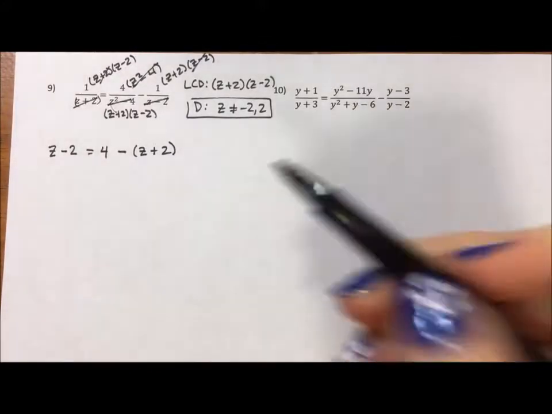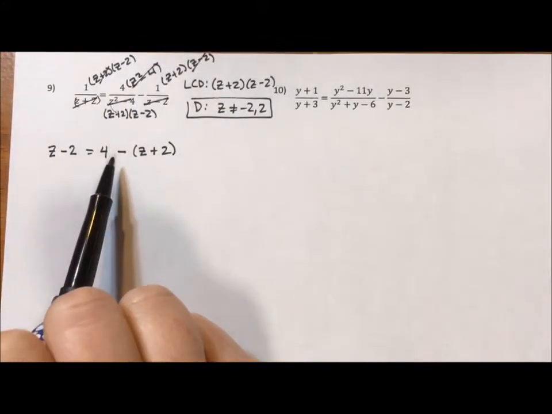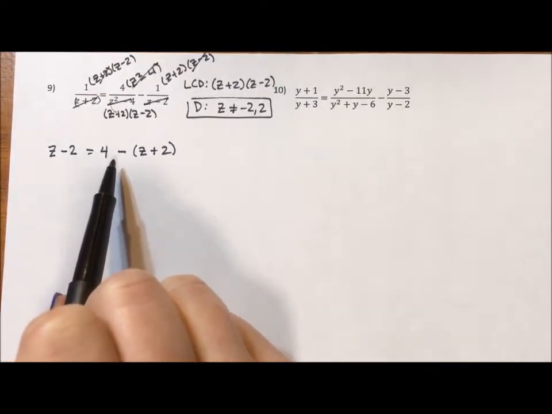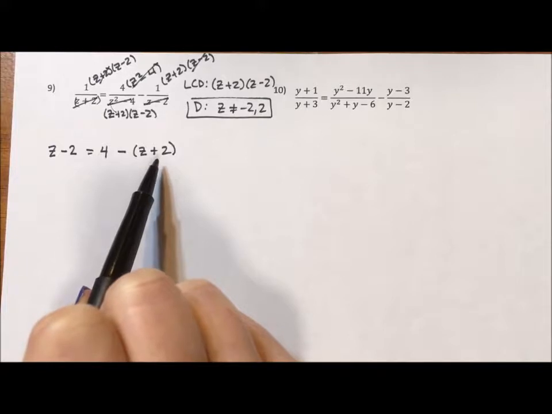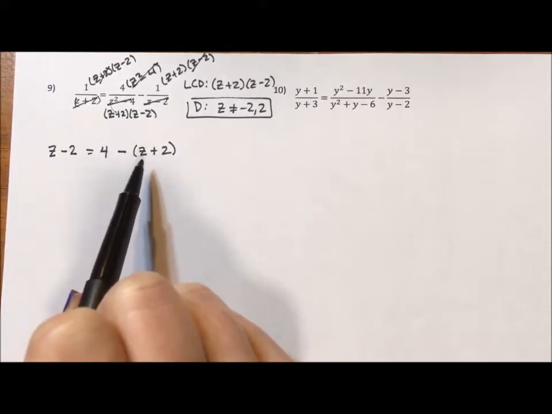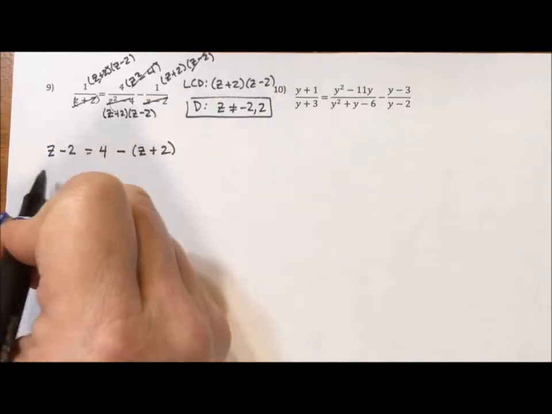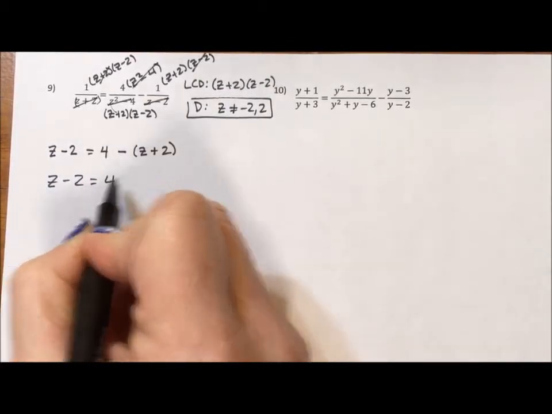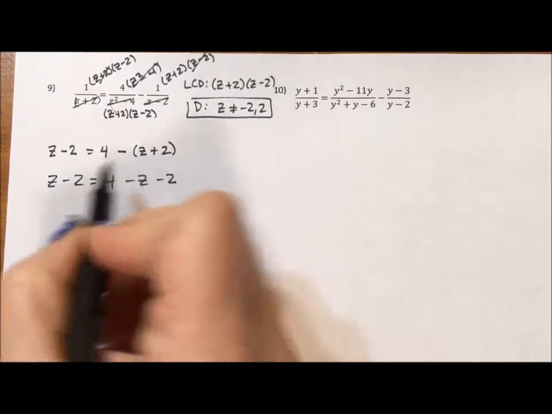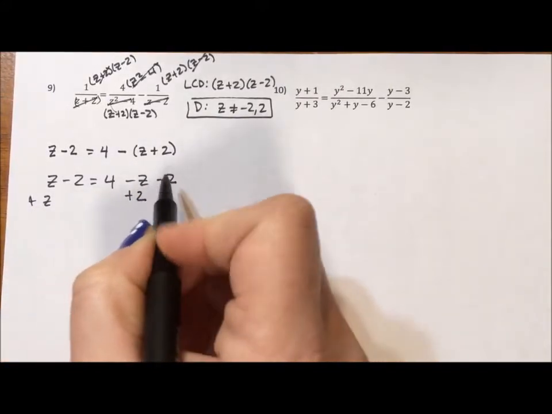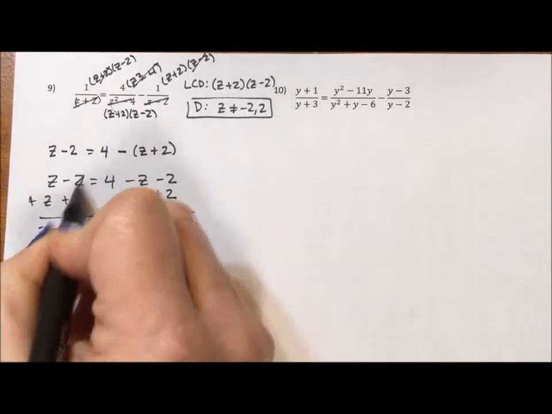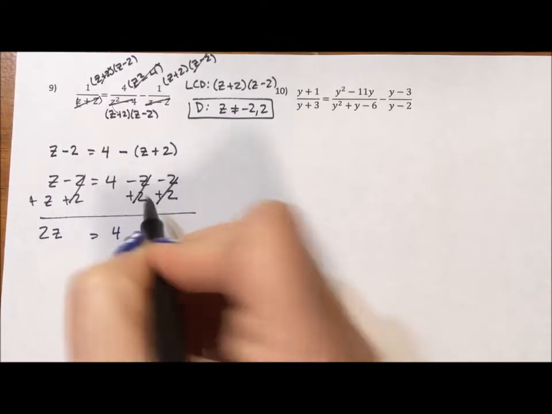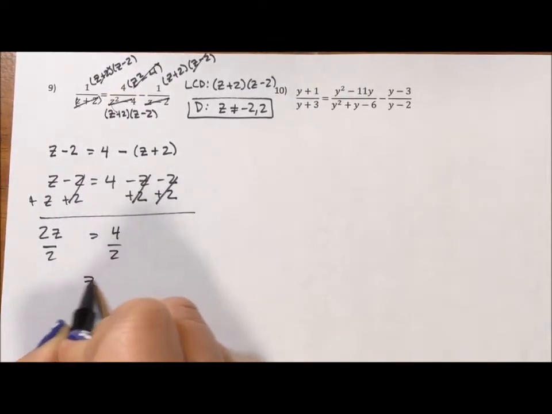Notice I put that z plus 2 in parentheses. I would have done that regardless of what was right here, but especially when it's a negative, it's really important to put those parentheses. Otherwise, this 2 is not going to get the negative. The z will, but you're not going to distribute it to everything in this set of parentheses, and it is crucial that you do that. Okay, z minus 2 equals 4 minus z plus 2. Add a z to both sides, add a 2 to both sides. 2z equals 4. Divide by 2. Z is equal to 2.